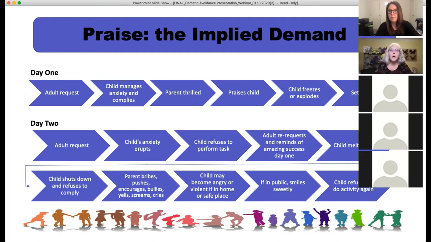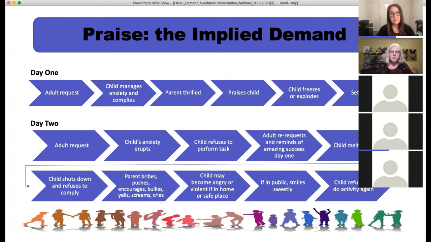They get home, they either melt down or they go to bed, and then they don't actually get up out of bed again for 3 months to 2 years. Because the praise is an implied demand that they repeat, and that if they can do it once, they can do it again. However, they know that they can't necessarily do it again.